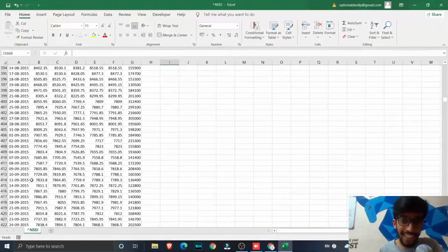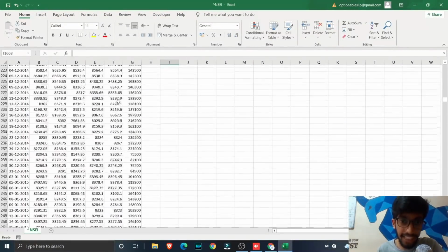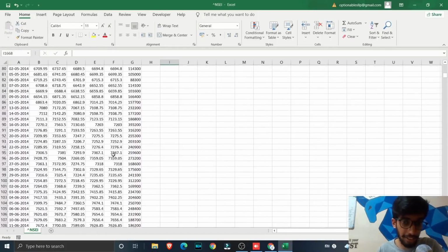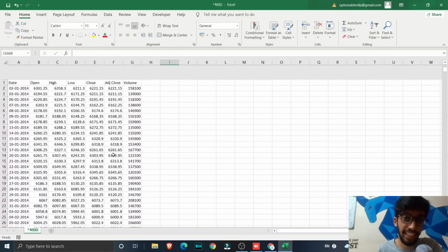So now I have cleaned all my data, and my data is now looking good because all the days are covered, and we have also removed the unnecessary part in the data.